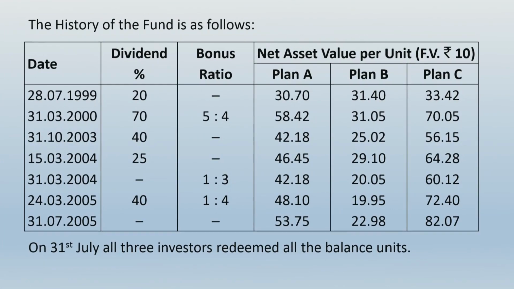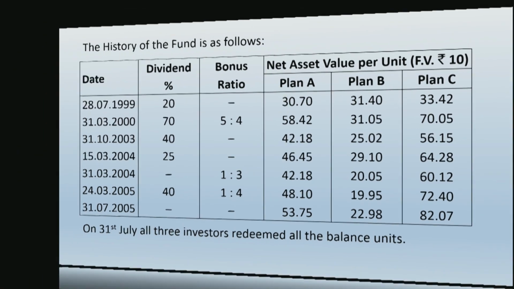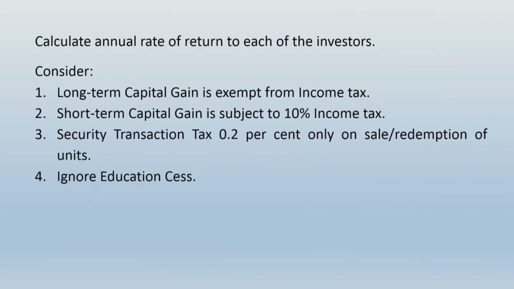Further given, the history of the fund is as follows. Now you can see in the question, they have given date-wise history of dividends, bonus and the net asset value of each of the three plans at the different dates. It further says on 31st July, all three investors redeemed all the balance units, and they are asking you to calculate annual rate of return to each of the investors. Consider long-term capital gain is exempt from income tax. Short-term capital gain is subject to 10% income tax. Security transaction tax 0.2% only on sale or redemption of units, and ignore education cess.